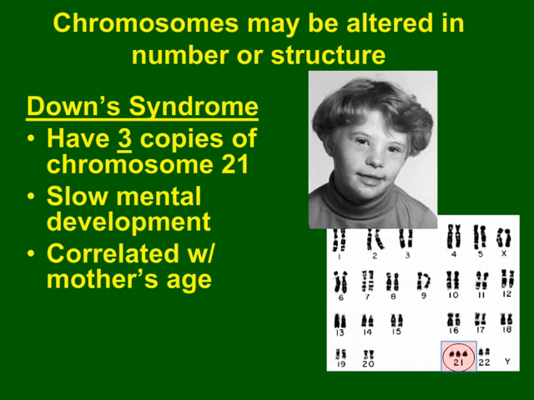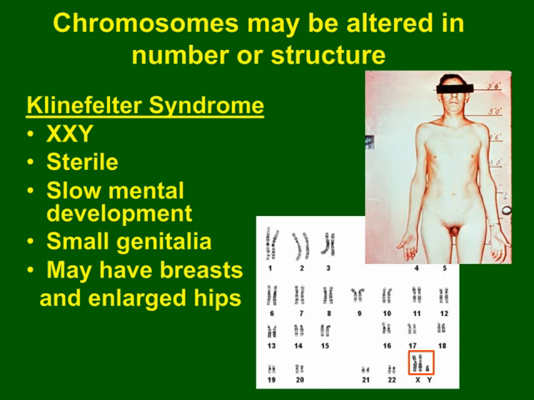Another type of disorder that can be caused by non-disjunction is something called Klinefelter syndrome. Now, Klinefelter syndrome happens when we have too many X chromosomes. Instead of having an XX or an XY, they are XXY. That is, they have two X chromosomes and one Y chromosome. Now, these individuals are sterile. That is, they cannot produce functional eggs or sperm.